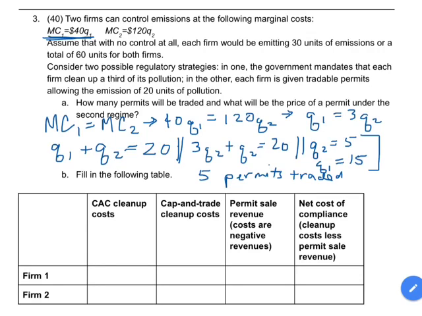40 times 15 is 600. Verify that 5 times 120 is 600. So the price of a permit is 600. Technically, we're going to see it could be anywhere between 720 and 600. There's a willingness to buy that 5th permit, a willingness to pay 720, and a willingness to receive 600.